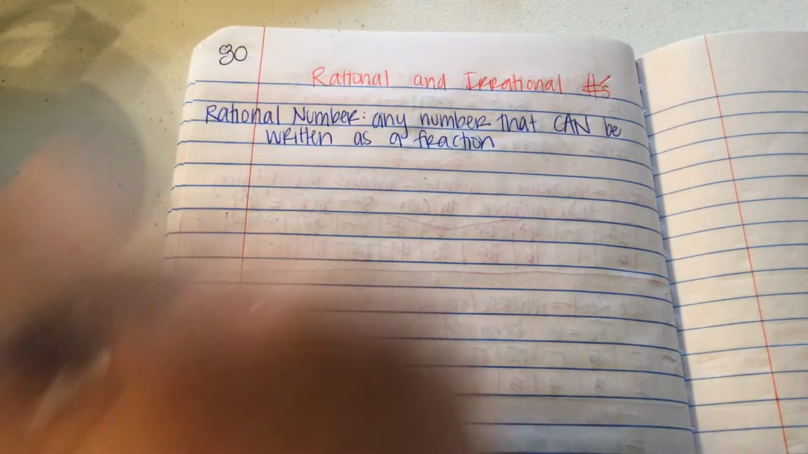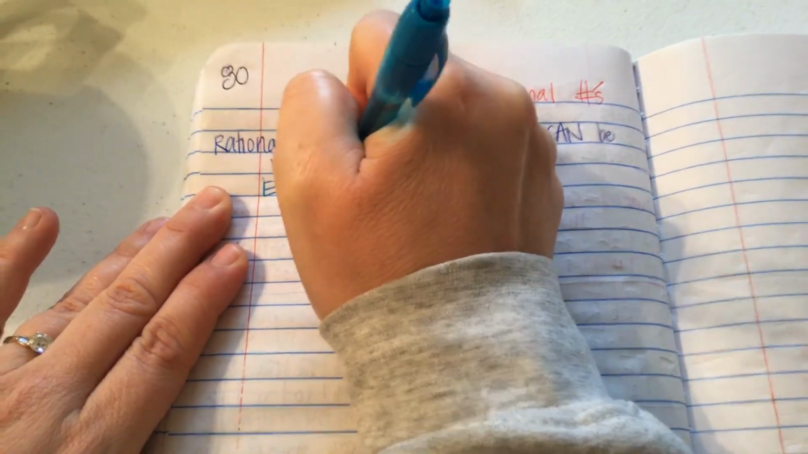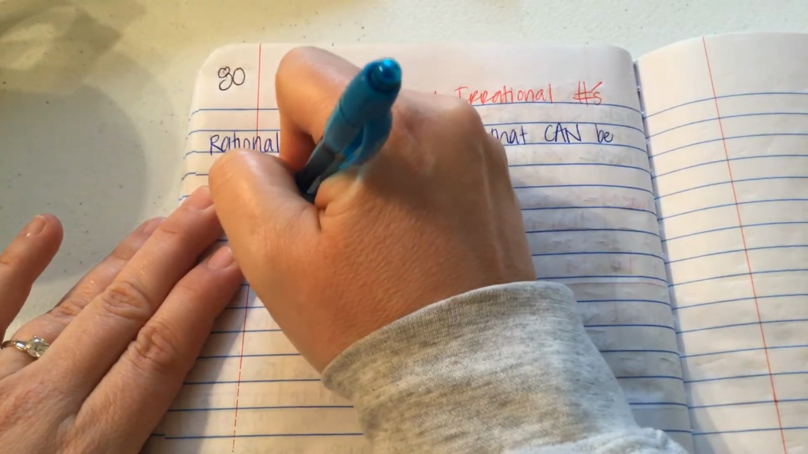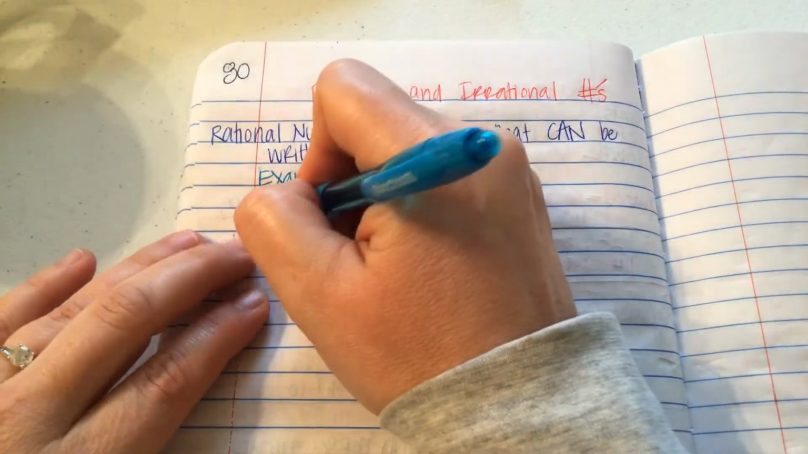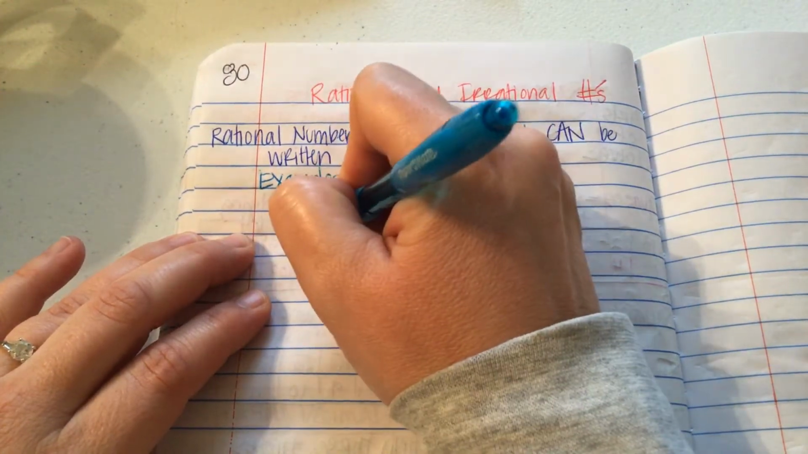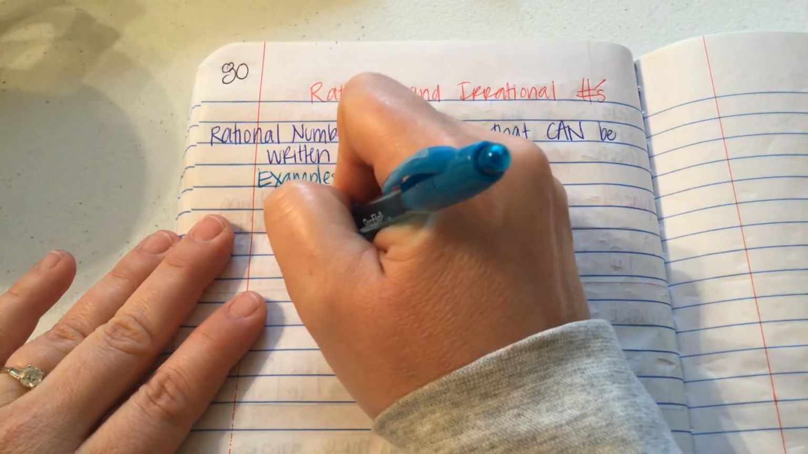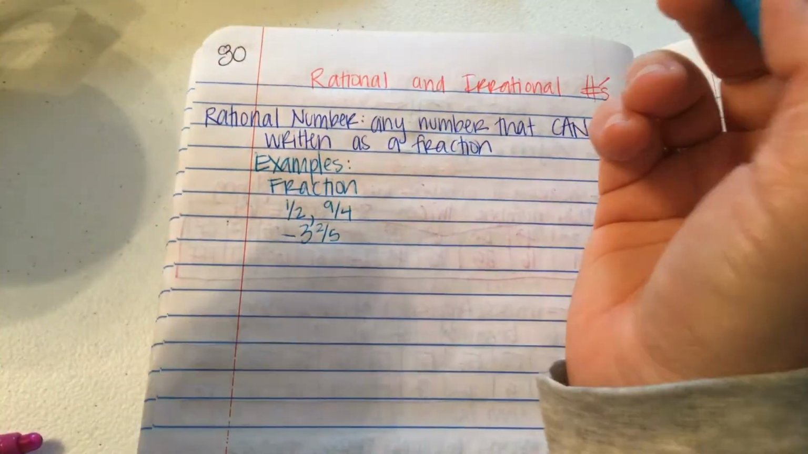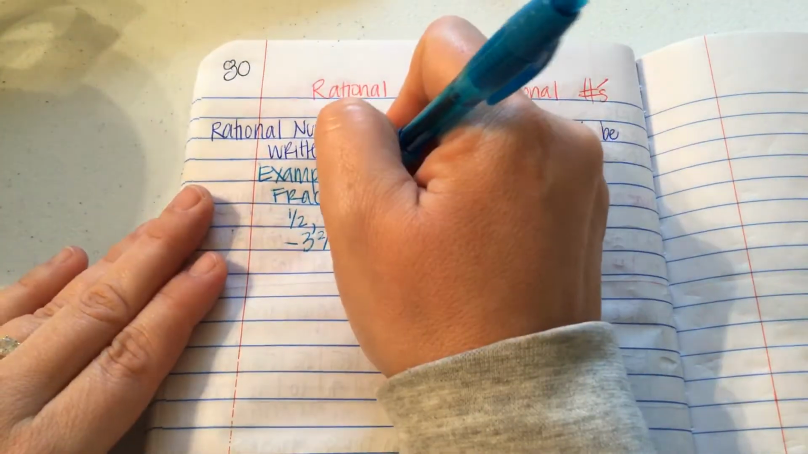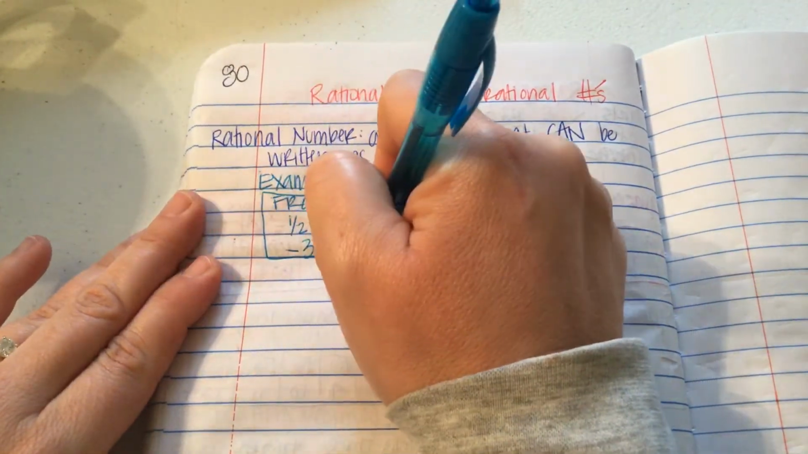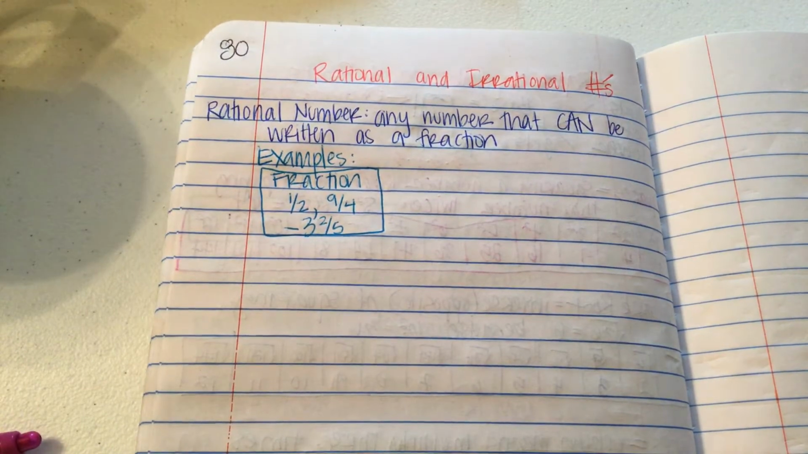So let's give some examples. Let's change colors. A fraction: 1/2, 9/4, 3 and 2/5. Let's make that one negative even. All of those are rational numbers because they can be written as a fraction, because they're already a fraction.